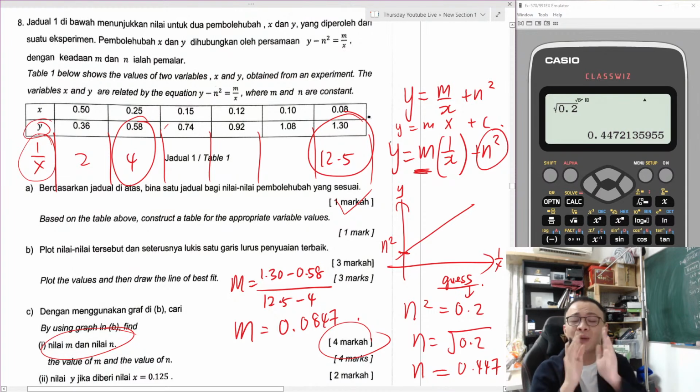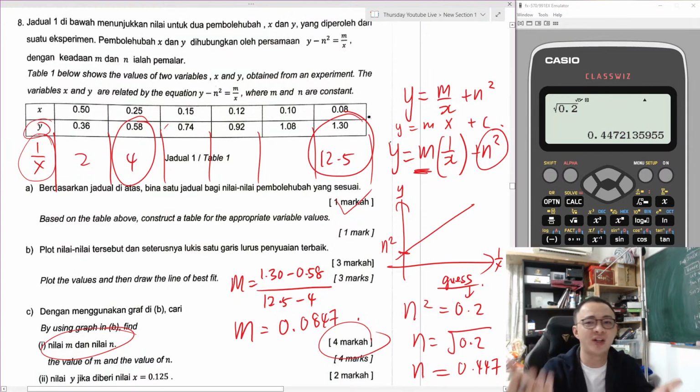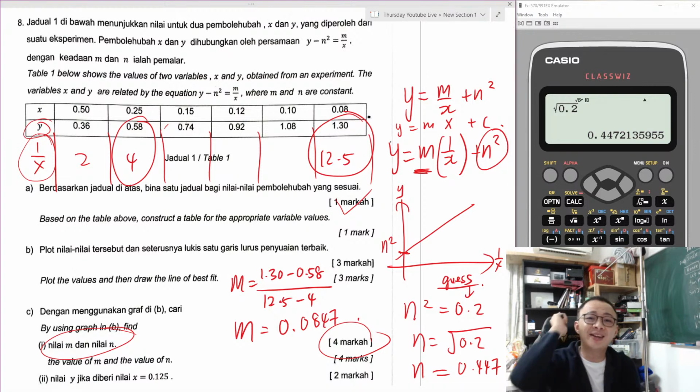Okay, like I say one more time, m is a gradient. Choose 2 coordinates on the line and use the gradient formula y2 minus y1 divided by x2 minus x1. And then n squared is the vertical intercept. Look at your vertical axis, and your straight line must touch the vertical axis at one point. That value is the n squared, and then you square root it.